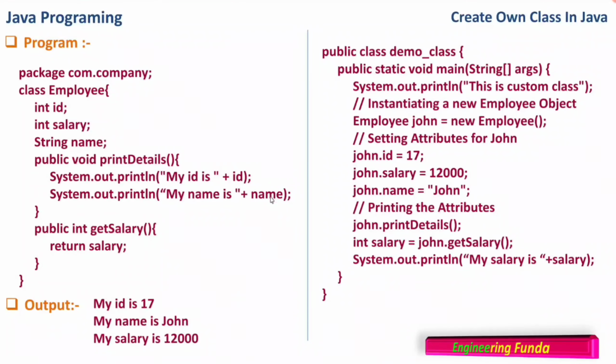Then my name is this name. What is the name here? John. So my name is John. And my salary is the salary. Where are we getting the salary from? We are getting the salary associated with the object john, which is 12,000, as we just initialized. So it will print my salary is 12,000. So here you can see that the values associated with the object john are printed, and only those.